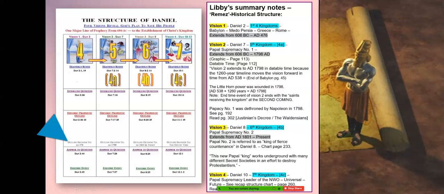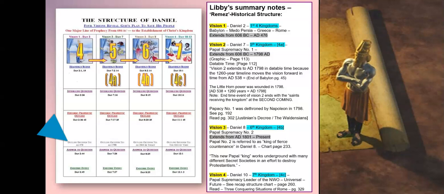Vision 4 will be the 7th kingdom, represented by 4C, papal supremacy leader of the New World Order. It'll be universal, and that is to be in the future. There's a recap structure chart on page 260. And it's also interesting to read the 3 conquering situations of Rome. Charlene referenced it briefly, but that is on page 329 if you want to read about that.